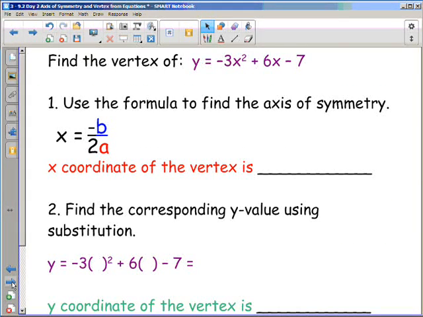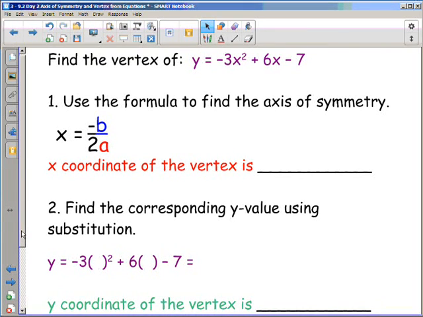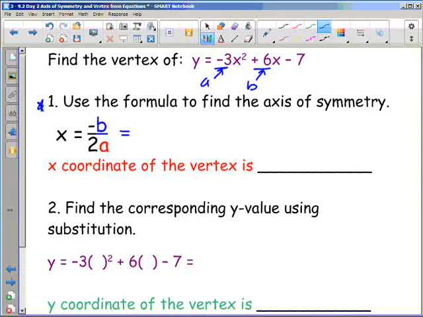All right, so here's our first example. Now, we could find the axis of symmetry from this before, but now we're going to take that one step further and find the vertex. So first step, we've already done that. Use the formula to find the axis of symmetry. So my a value is negative 3. My b value is positive 6. So I'm going to plug it into the formula negative b over 2a. Negative b, which is 6, over 2 times negative 3, which is my a value.